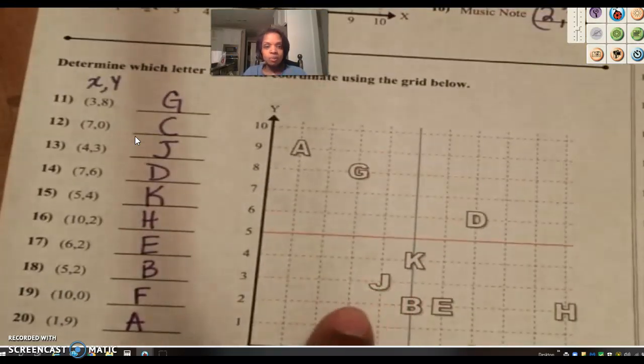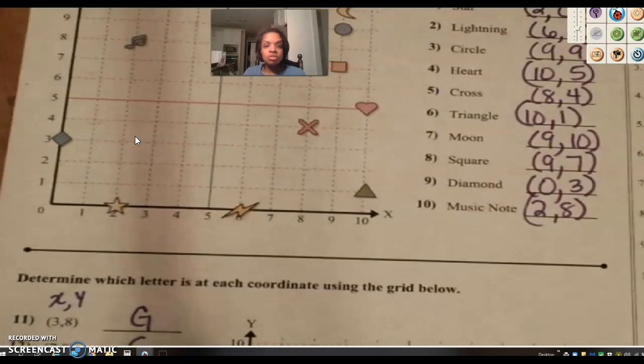It is attached right below this video. If you have any questions about how to do the coordinate grid, please send me a message in Padlet and I can work it out with you, or send me a message through Class Dojo.